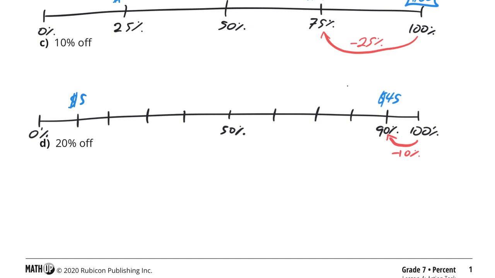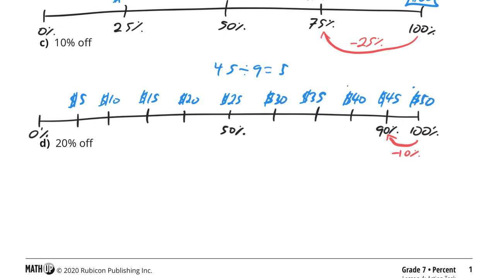$5. So I would actually write this down. 45 divided by 9 is 5. So let's see if this makes sense. This would be 5, 10, 15, 20, 25, 30, 35, 40, 45, and if we continue counting by fives, we have $50, and that is our answer. The 100% coat would be $50.